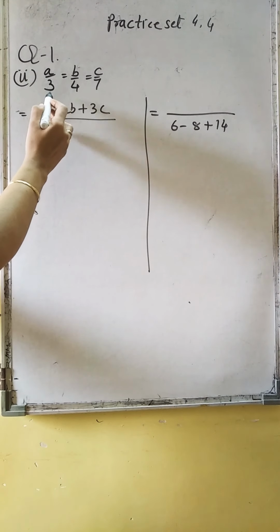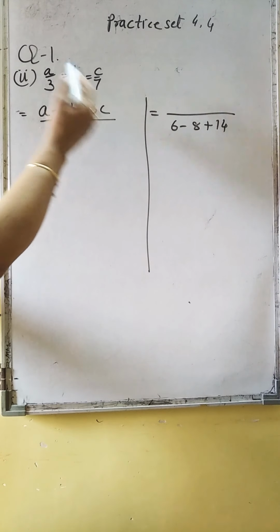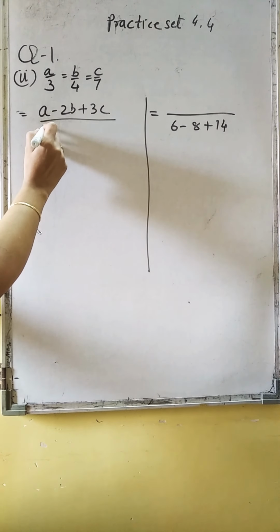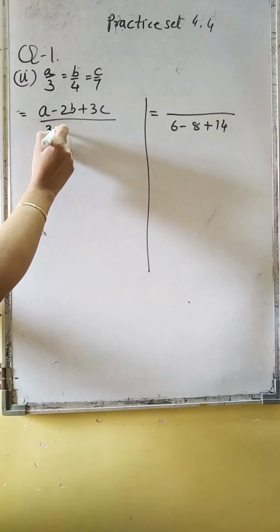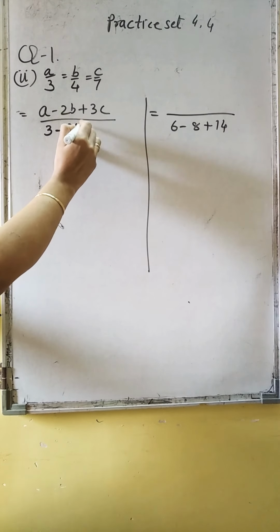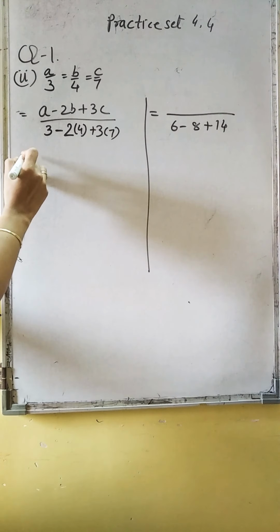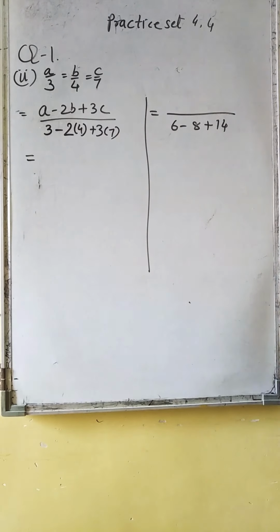where there is A, I am going to put 3. Where there is B, I am going to put 4. Where there is C, I am going to put 7. So how will I write it down? It is 3 minus 2 will come. Where B is there, what should I write? 4. And where C is there, what should I write? 7. Is this part clear? Right?